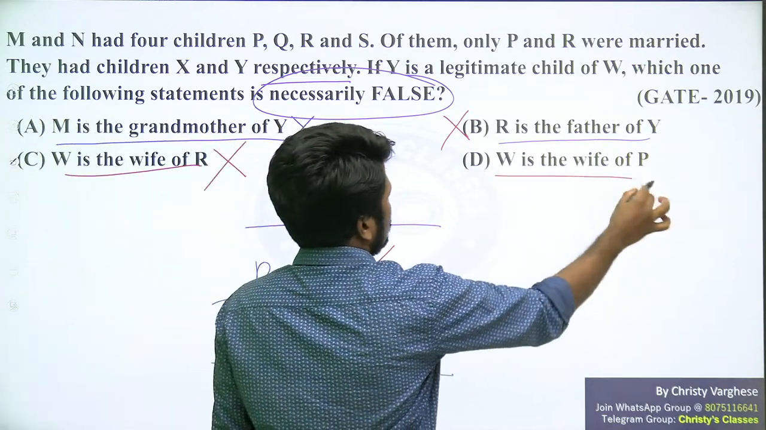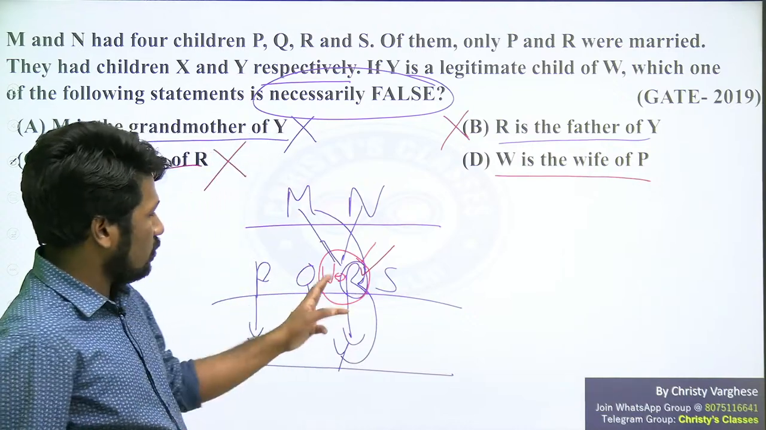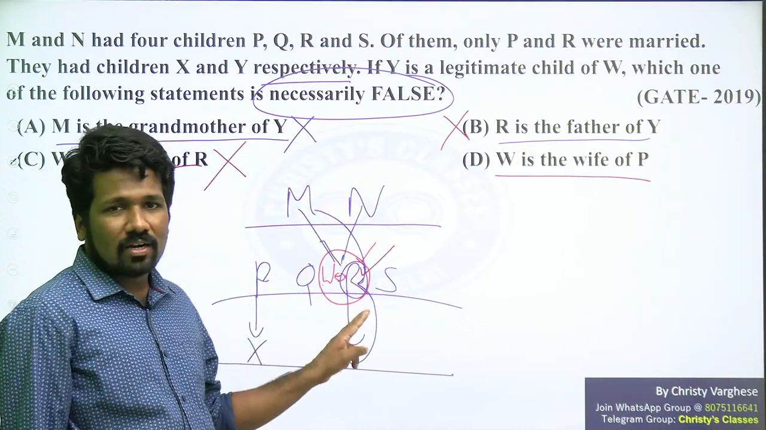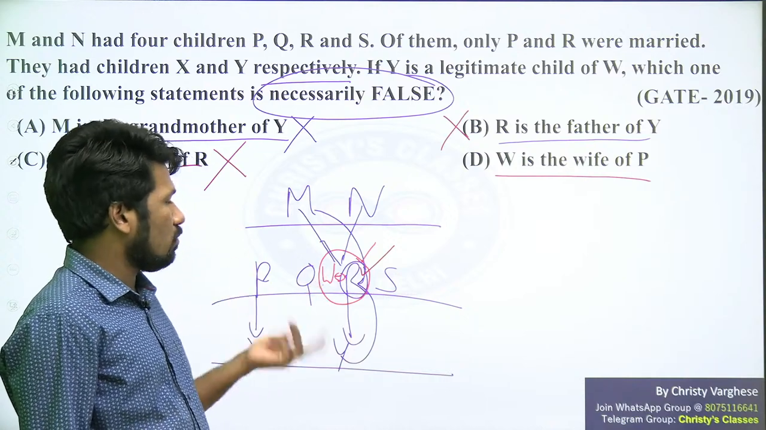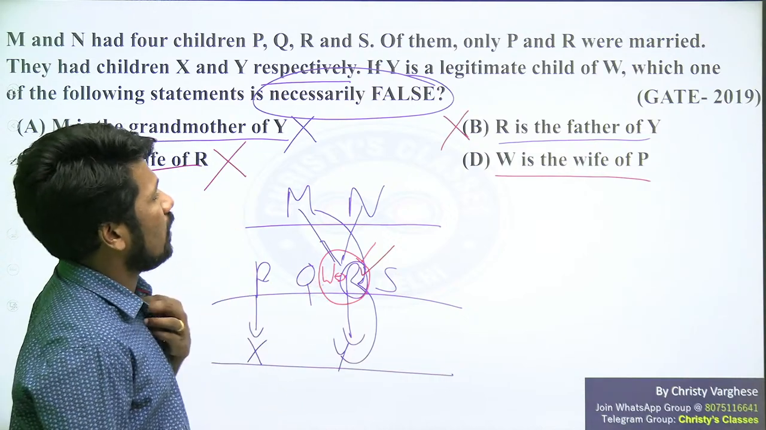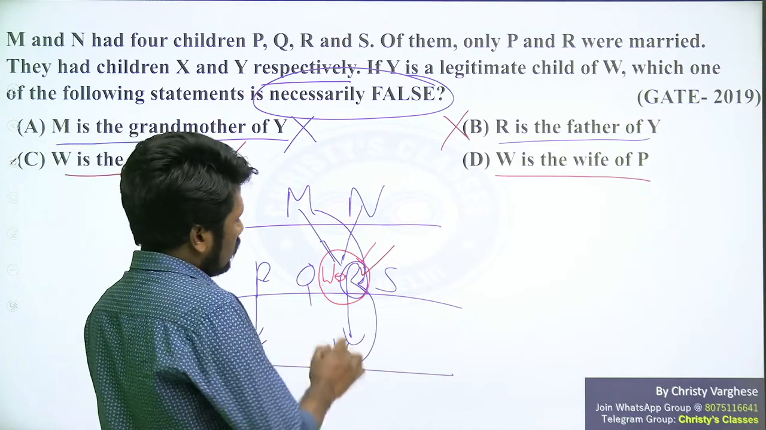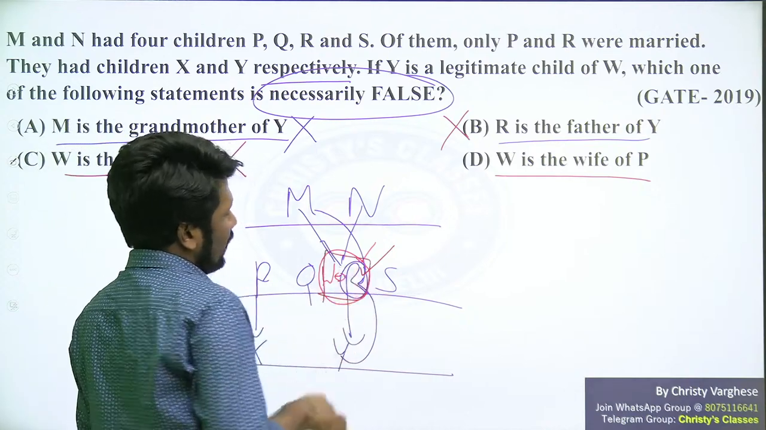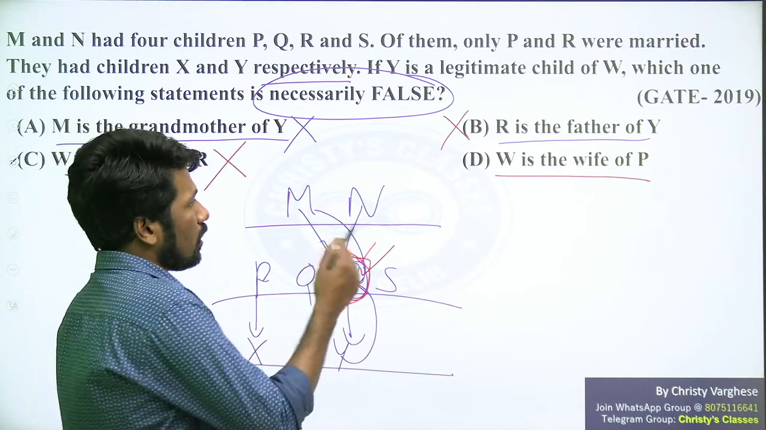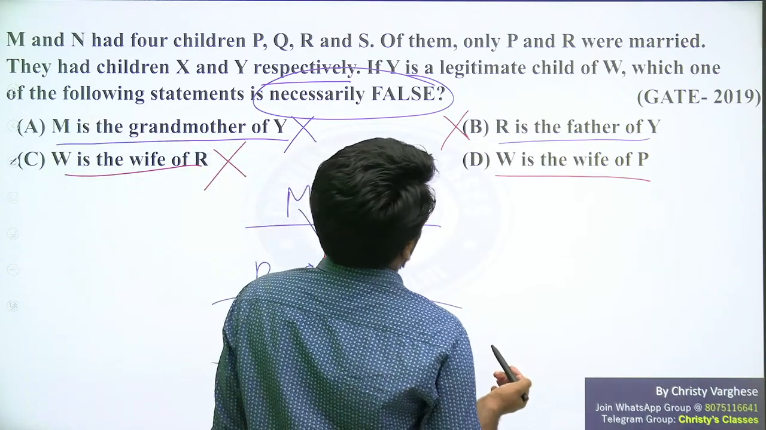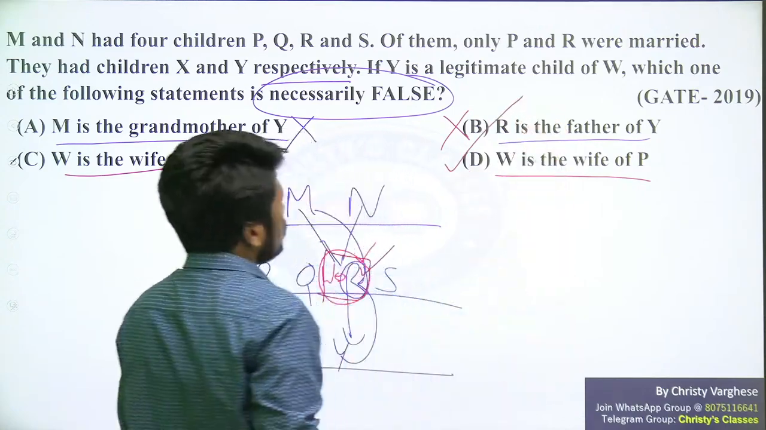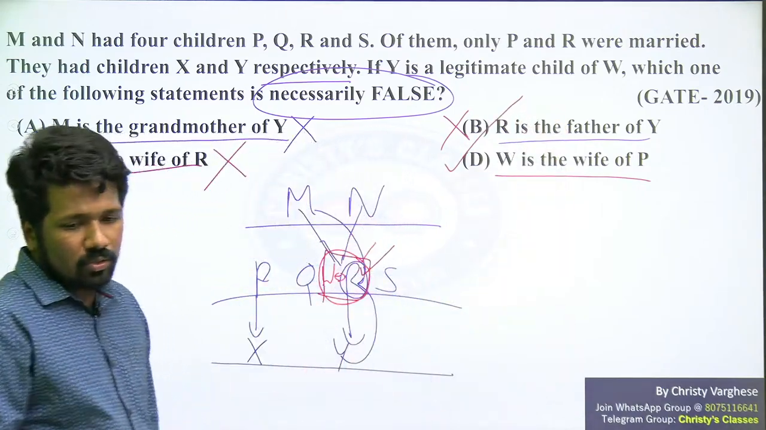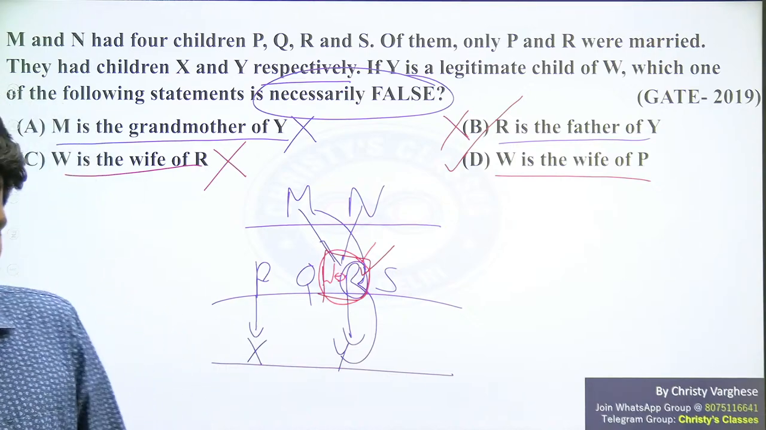So the only remaining option is W is the wife of P. W is already the wife or husband of R. Then how can W be the husband or wife of P? Not possible, na? So W is the wife of P is not possible, because already we know W is married to R. So W cannot be married to P also. So definitely we can say option D is always false. Always false is what you need. So option D is the correct answer.